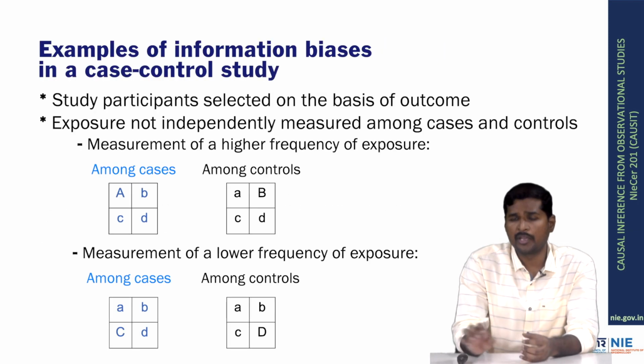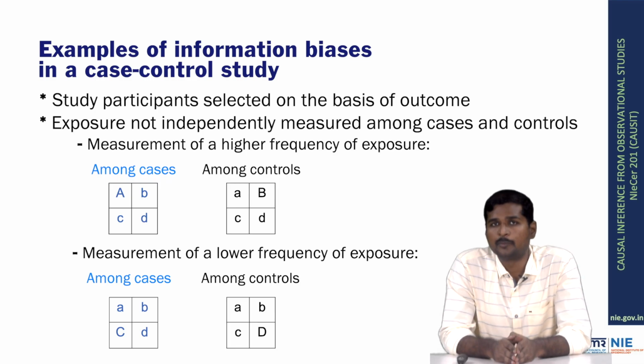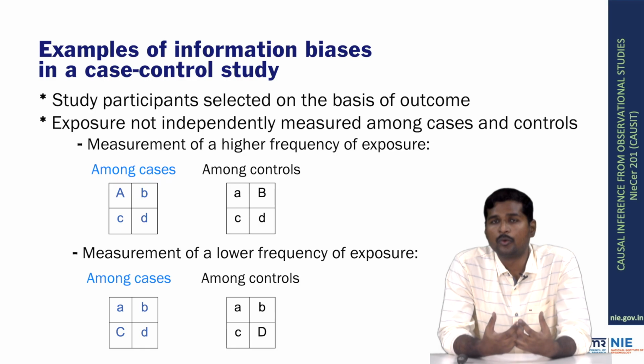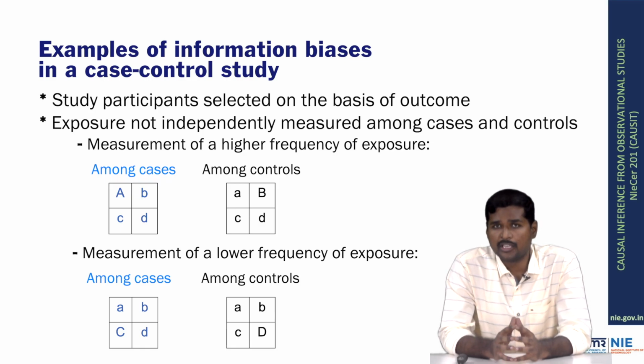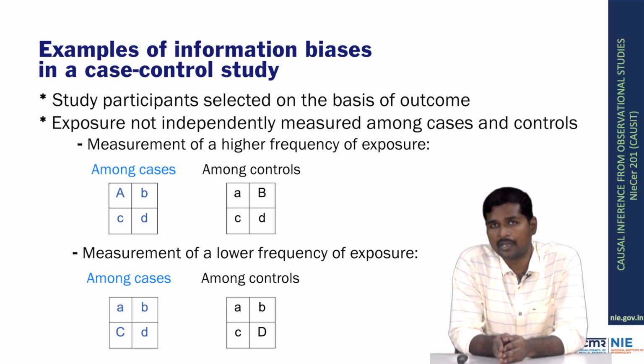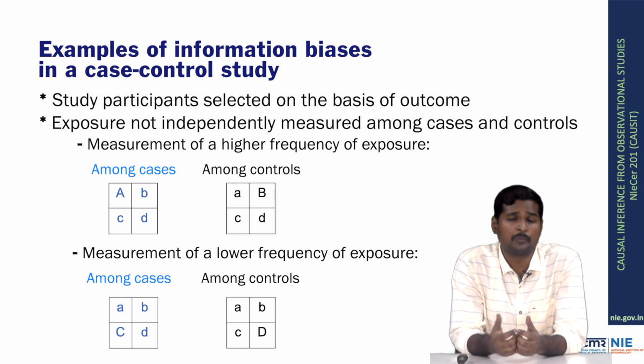Let us see one by one. In a case control study, study participants are selected on the basis of outcome, right? You have cases who are affected by the particular disease, and you have controls who are free from that particular disease. And you are going to measure the exposure status of cases and controls. But here lies the problem. You are going to assess the frequency of exposure. How many people are exposed among cases and how many people are exposed among controls. If there is some premonition, or if you have some presumption or some prejudice that makes you assess a higher frequency of exposure among cases.